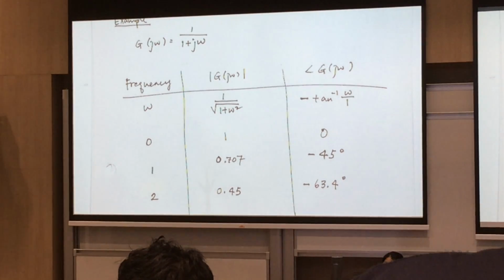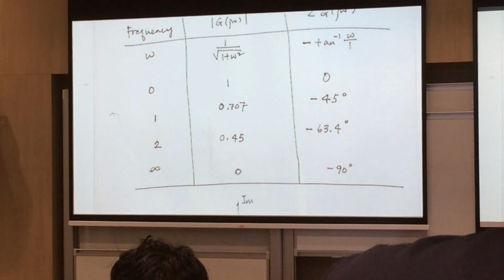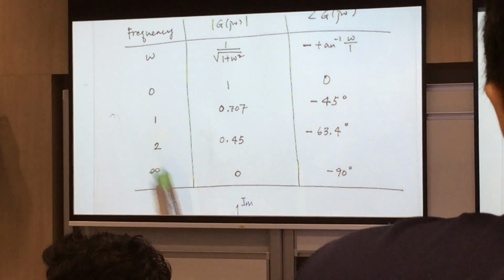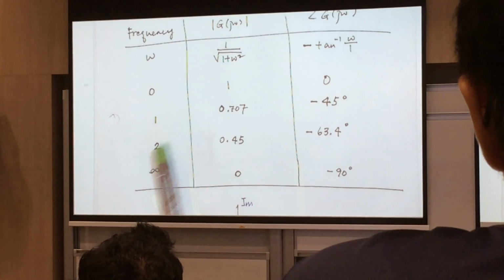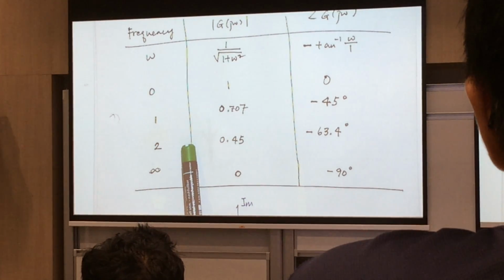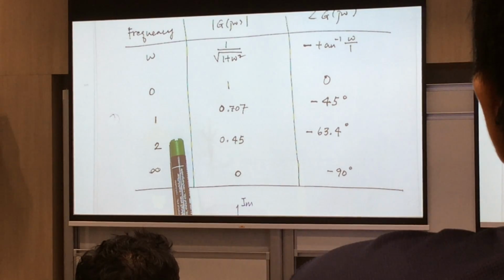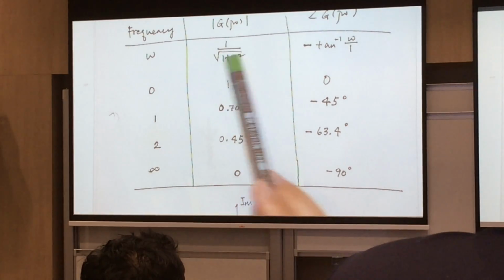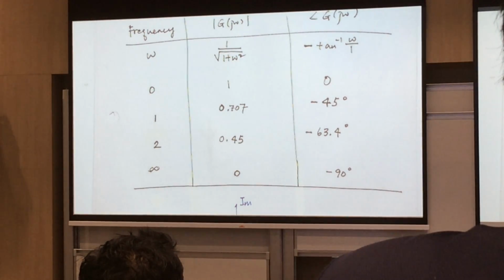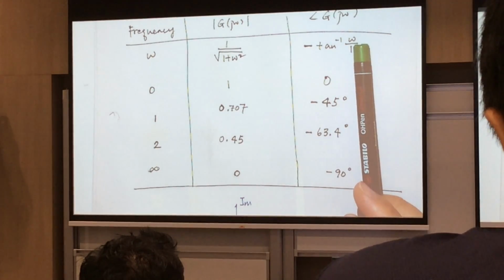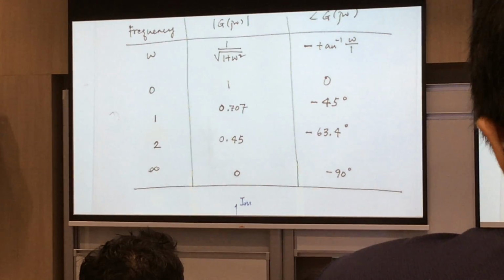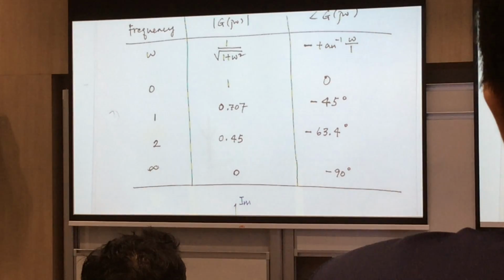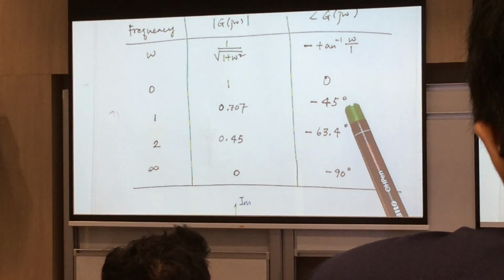Next, there are 2 rows that you certainly must have, which are omega is 0 and omega goes to infinity. Anything in between is up to you, to determine the kind of resolution you need for the plot. So substitute omega is 0: 1 over square root of 1 plus 0 is 1. Negative tangent inverse 0 is 0. Omega is 1: 1 over root 2, so almost 0.707. Tangent inverse 1 is minus 45.